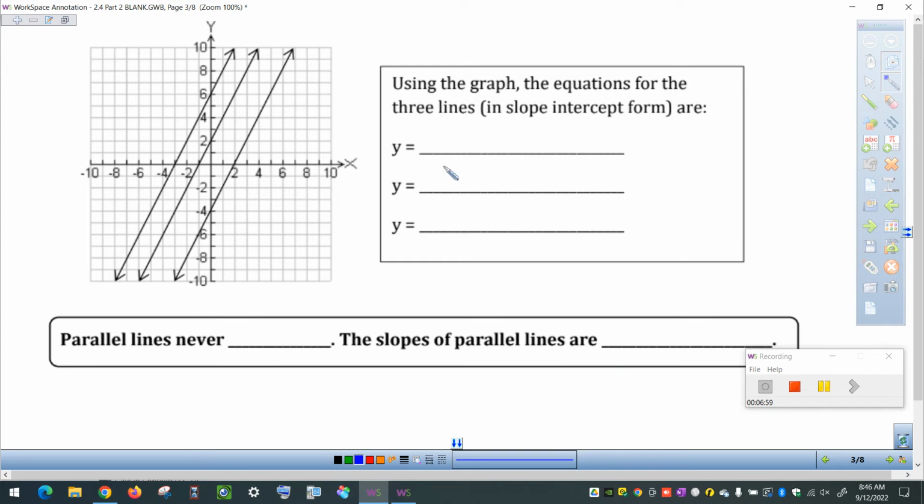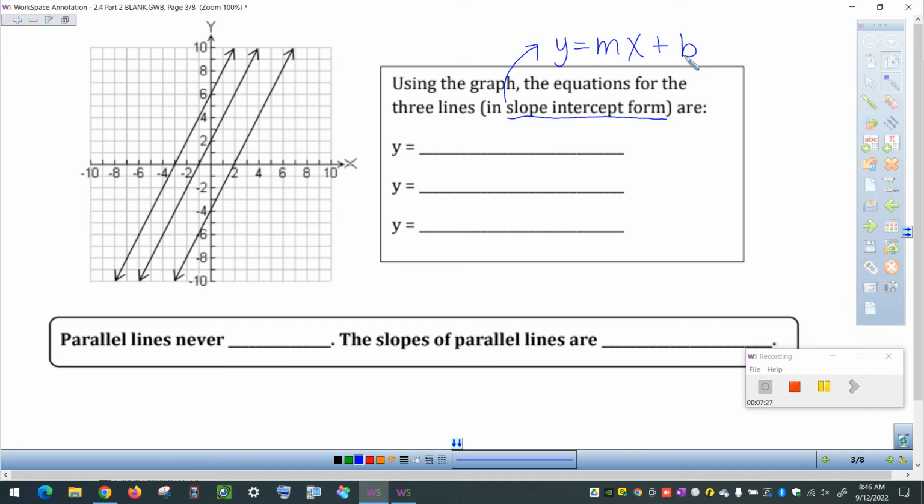All right, and so we're taking a look here now at a graph that has 3 lines. And using the graph here, we're going to write the equation for each line in slope-intercept form. So this is what we did last week on block day. So remember that slope-intercept form, it's defined by the slope and the y-intercept. So that's the form that we're going to write out as y equals mx plus b.